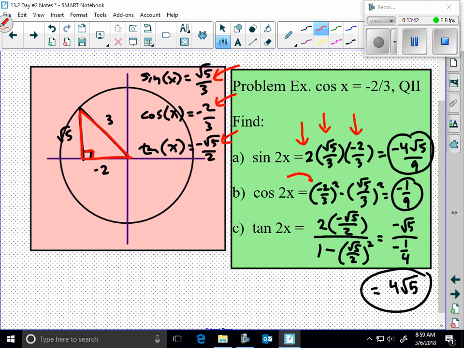Here I use cosine squared minus sine squared. So that'd be 4/9 minus 5/9, which is negative 1/9. Good. Here I have 2 tan x over 1 minus tan squared x. Let's see if I did that right. 2 and 2 cancel. Negative root 5 over 1 minus 5/4, right? So multiply by the reciprocal of the denominator. I get a positive 4 root 5. It should be good to go there, you guys.